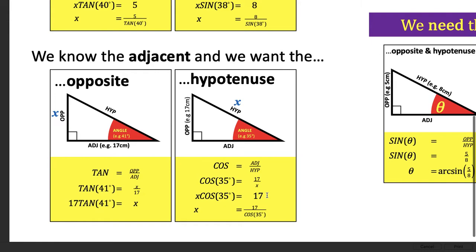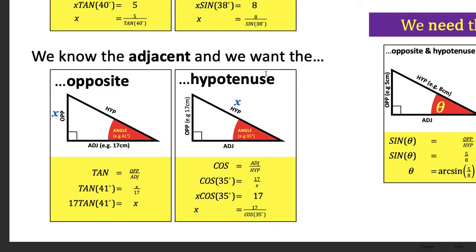Moving on, if we know the adjacent and we want the opposite, so we identify that as tan if it's opposite and adjacent. Tan equals opposite over adjacent. Put in everything we know. So tan 41 equals x over 17. So that's slightly easier because you just need to multiply both sides by 17 to get 17 times tan 41 equals x, and then you can just work out what that is on your calculator.